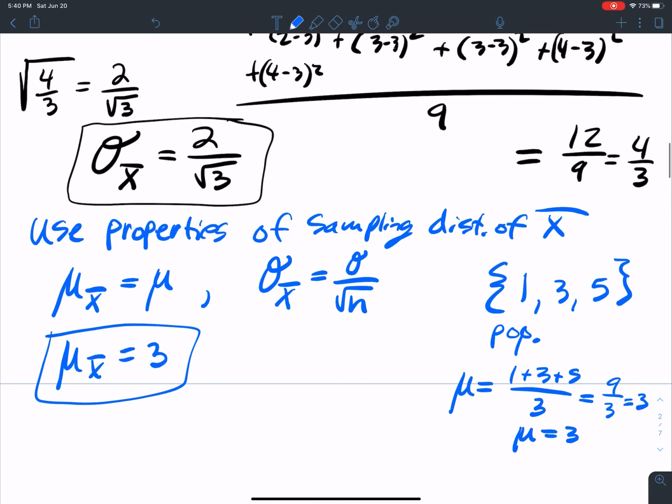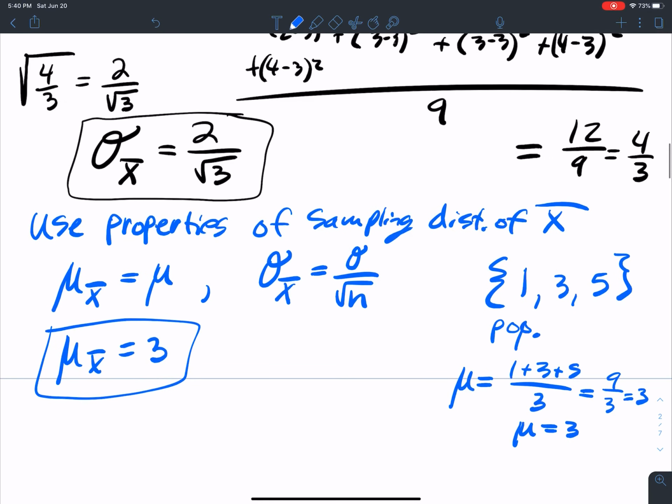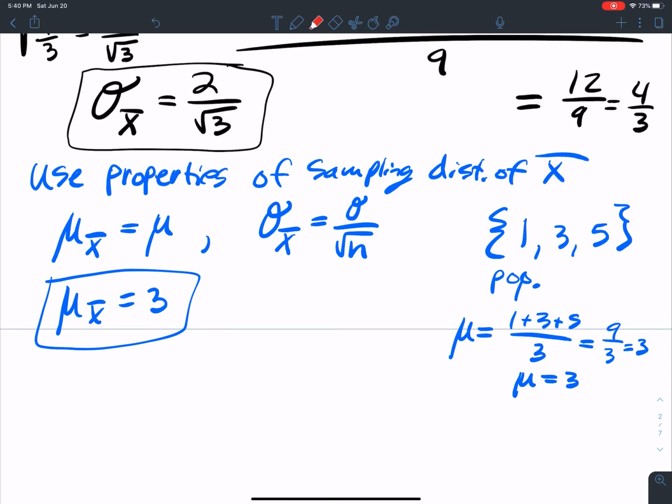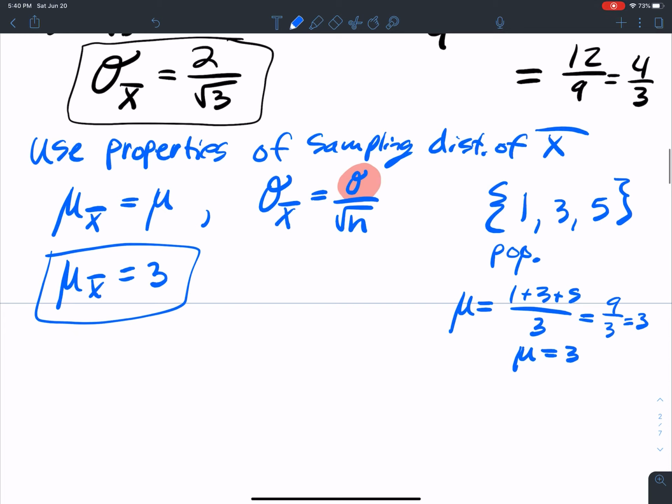And that was only selecting 2. Imagine if we'd selected 20. Oh my gosh, it'd be crazy. Okay, so standard deviation of the population.